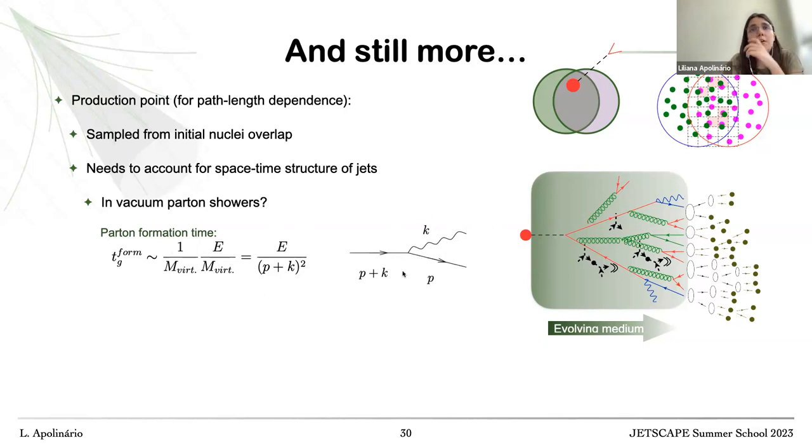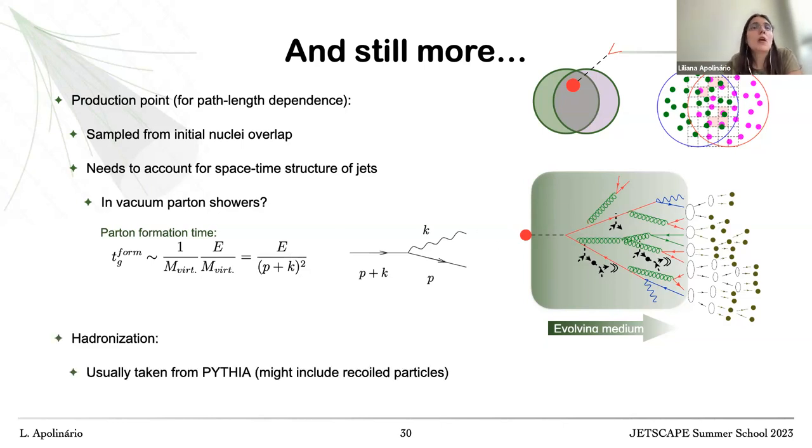And this is simply the invariant mass, or the virtual mass, of your quark system boosted to your, let's say, lab frame. So this again is one of the rules for time that we can use to put in our parton shower to have some sort of notion of space-time structure. And of course, there is the hadronization, which again is taken from Pythia, but you still have some modifications, because you will not hadronize only the final particles of your parton shower. Depending on the models, you will also hadronize with the recoiling particles that come from the elastic energy loss process that happened during the whole jet evolution.